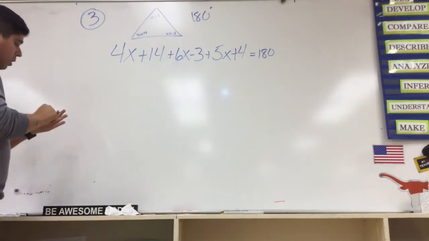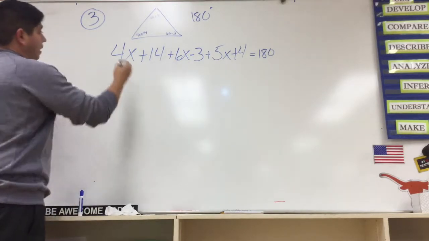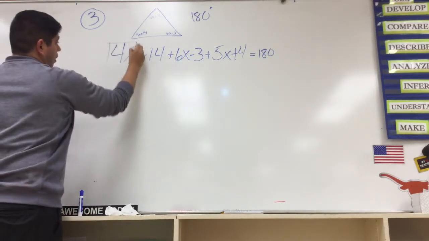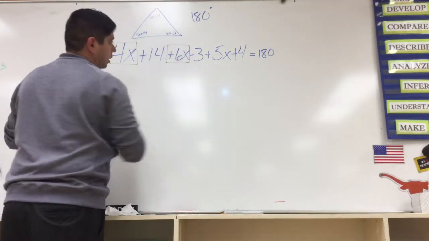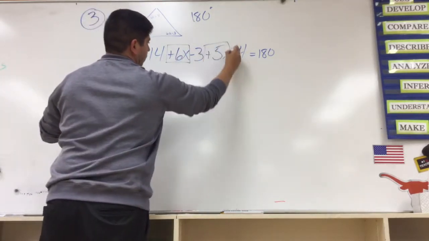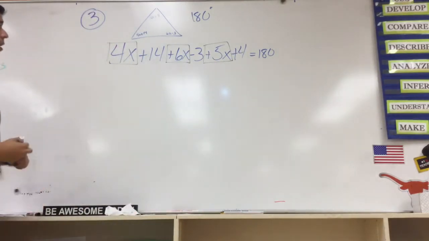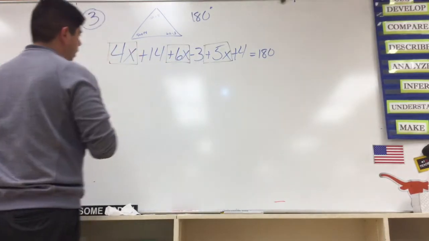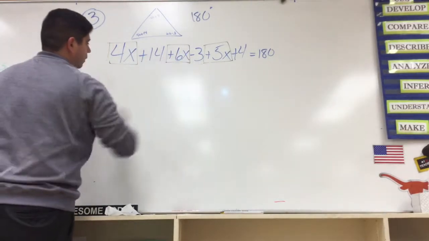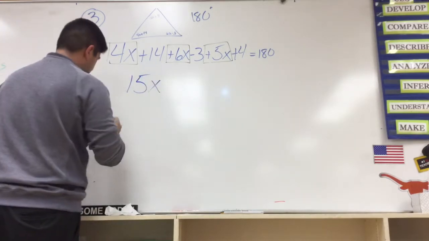All right, so what I'm going to do first is I'm going to take all my like terms, which I have the 4x plus 6x plus 5x. Okay, 4 plus 6 plus 5. Easy, right? So 4 plus 6 is 10, plus 5 is 15, so I get 15x.